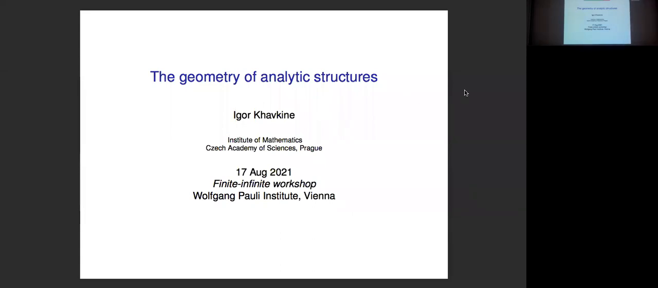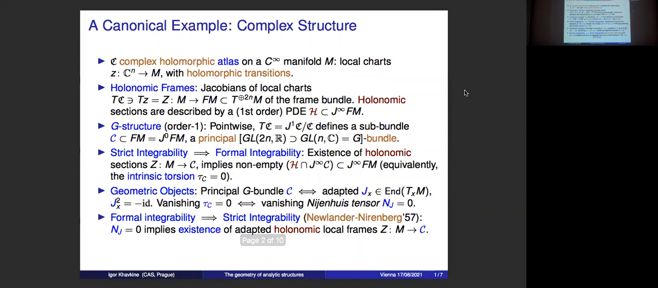All right, so I want to start with a canonical example of a complex structure as a G structure. So what are the ingredients? I'm trying to understand a complex structure as a kind of additional geometric structure on top of a real kind of thing.